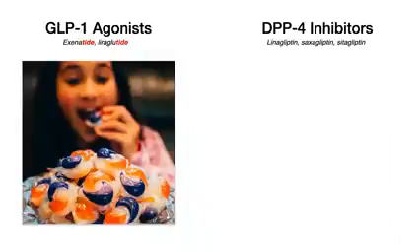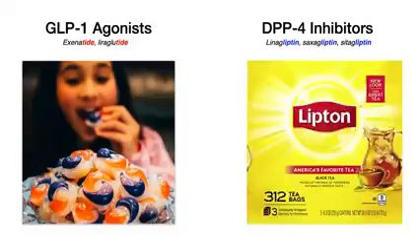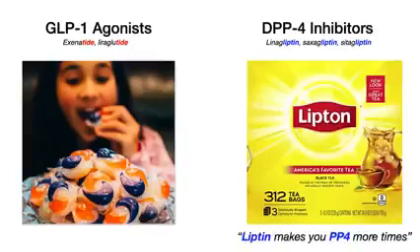Now let's talk about DPP4 inhibitors. You'll notice that all of these drugs end in liptin. And that reminded me of a famous brand of iced tea called Lipton iced tea. And as anybody knows, iced tea and tea are diuretics. So the way that I remember this is that Lipton makes you pee 4 more times. And this is awesome because it's Lipton tea makes you pee 4 more times, or PP4 for DPP4 inhibitors.